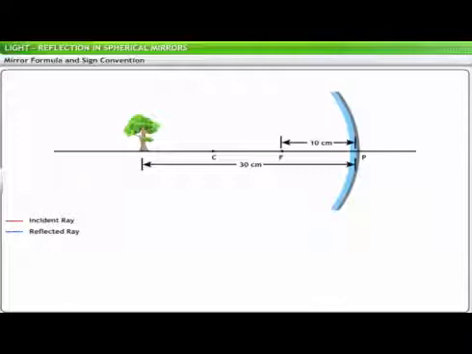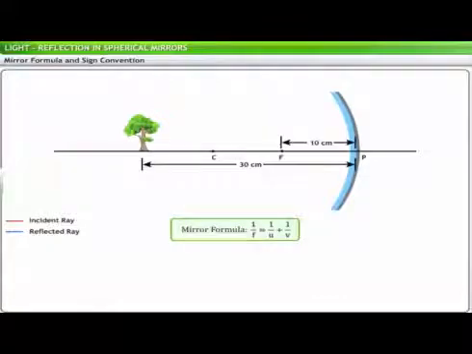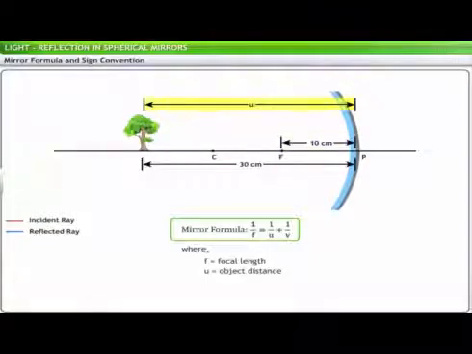The object distance, image distance, and focal length in a spherical mirror are related. The mirror formula defines the relationship between these aspects: 1/f = 1/u + 1/v, where focal length f is the distance between the pole P and the principal focus F. Object distance u is the distance of the object from the pole P of the mirror. Image distance v is the distance of the image from the pole P of the mirror.